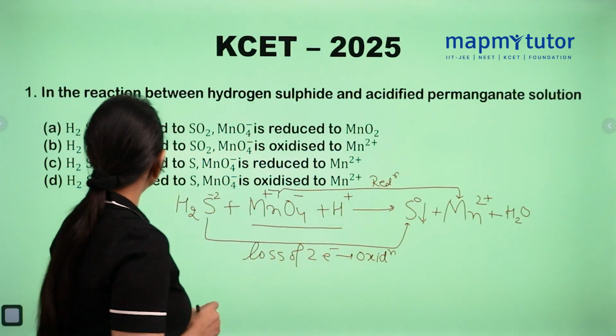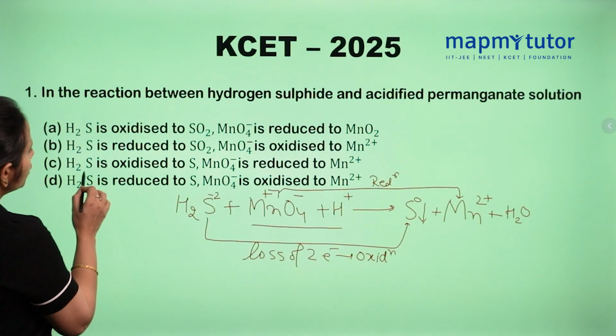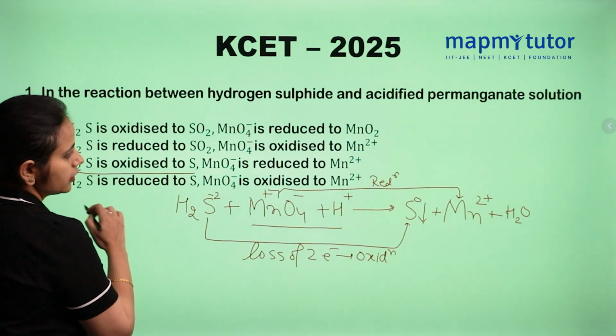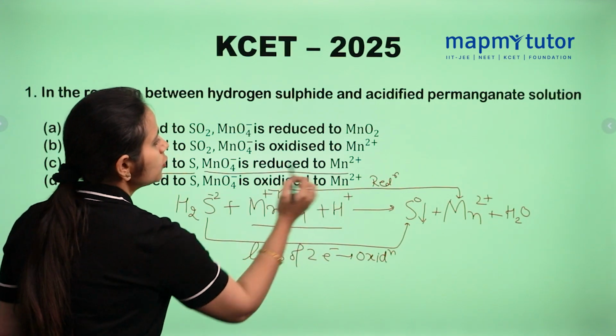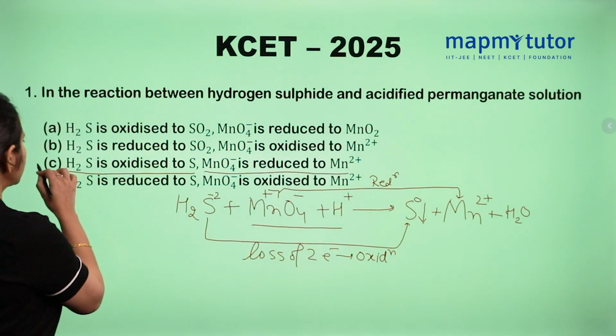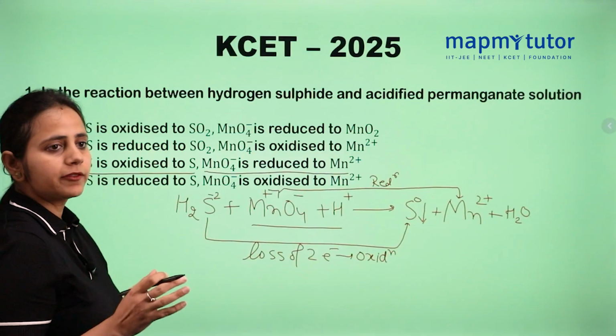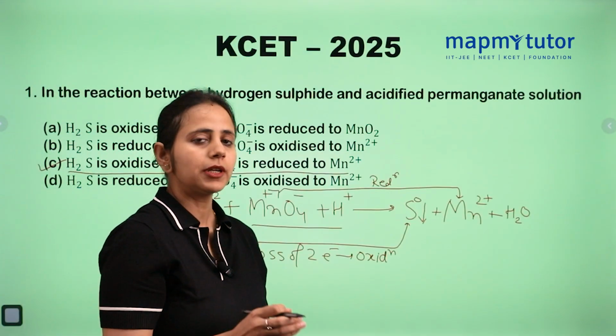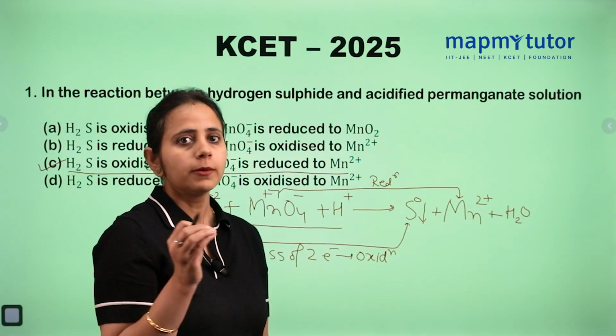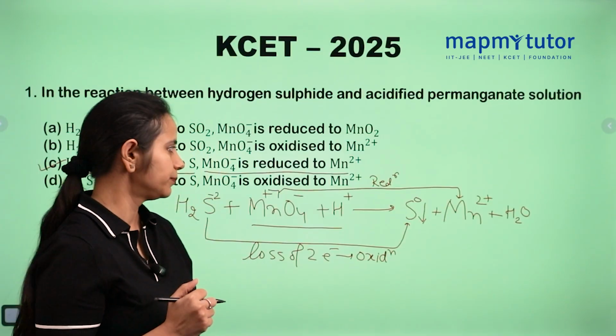So where can you see this option? In C, H2S is oxidized to sulfur and MnO4 negative is reduced to manganese 2 positive. So this is the right answer. So always remember, whenever permanganate is in acidic medium, it will always convert into manganese 2 positive ion.